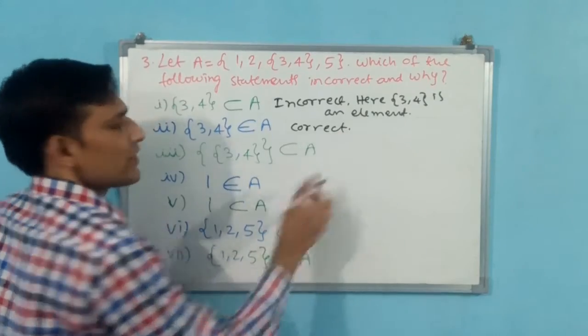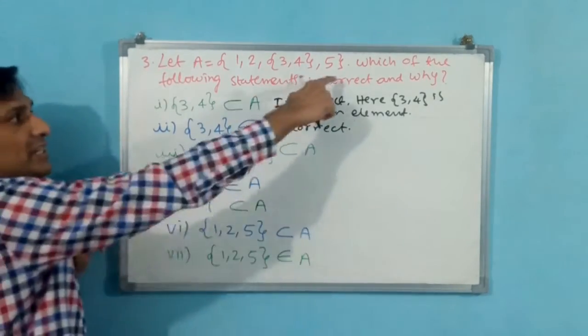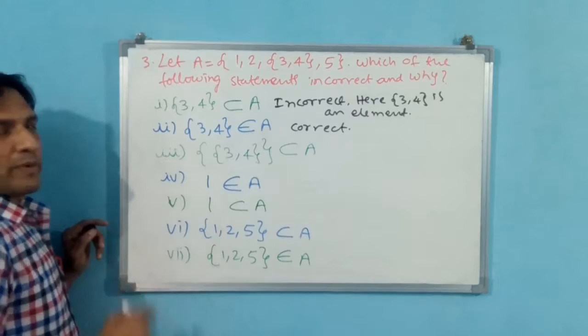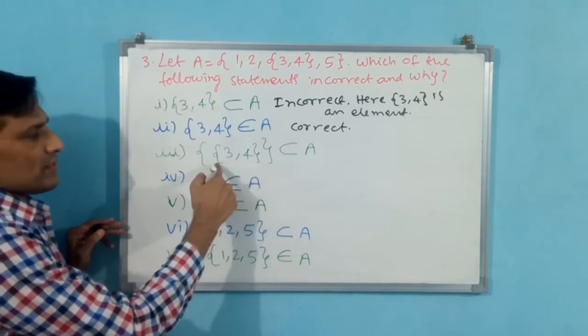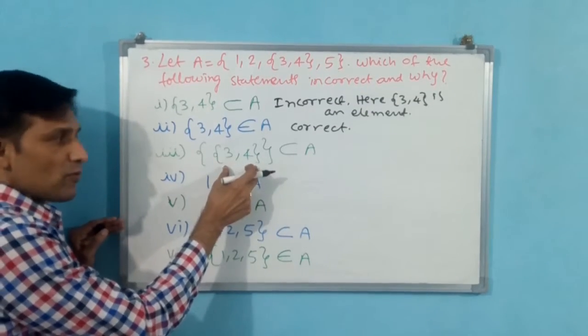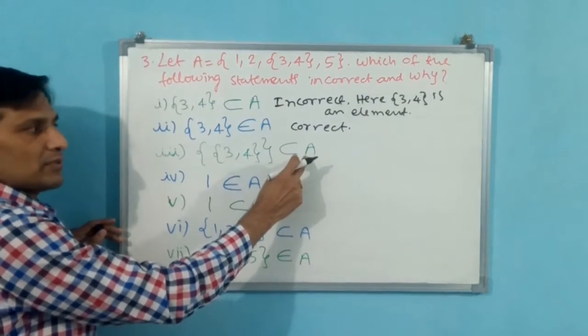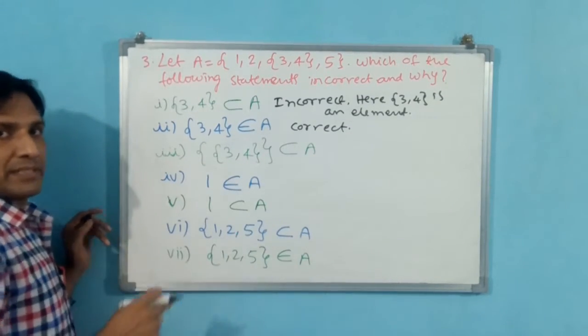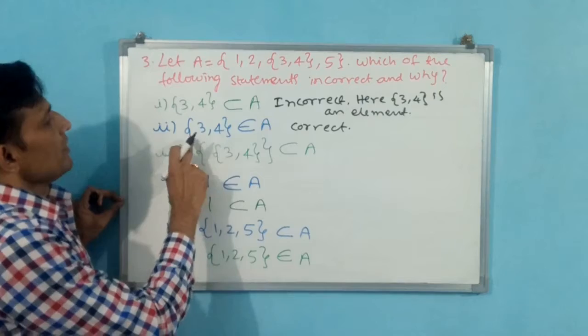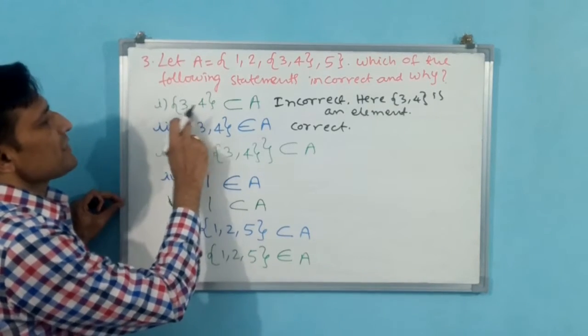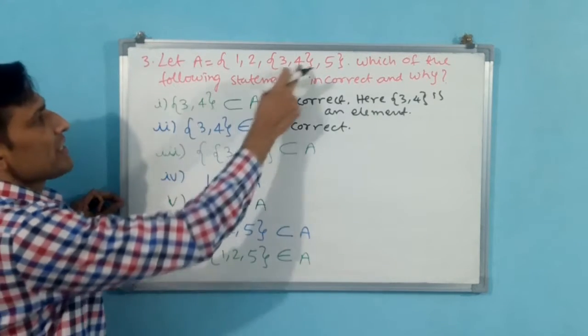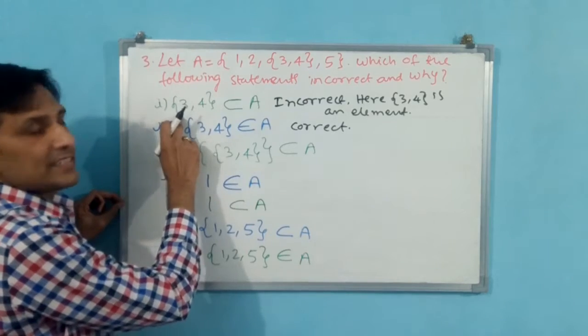Correct. You need not give any explanation for correct. Incorrect means you must say why. Third part: 3, 4 under braces, that means the set {3, 4} belongs to, is a subset of A. 100% correct. Why? Because if you write only 3, 4 under braces as a set, but here it is an element. Now I consider this as an element.